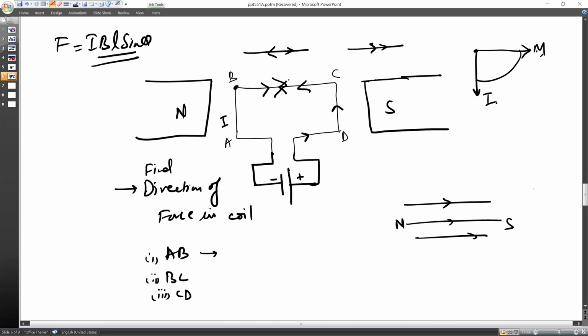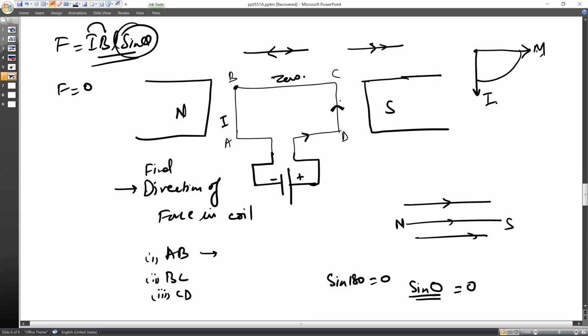So when the current and the magnetic field have either 180 degrees or 0 degrees, sine 180 or sine 0 gives zero value. Then what does it mean? Tell me. No force. No force, because this will give you zero value and the force will be equal to zero. Zero force. Got it? Yes, sir. And in CD, coil CD, tell me. Sir, into.